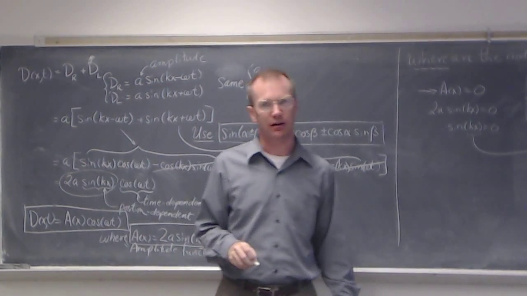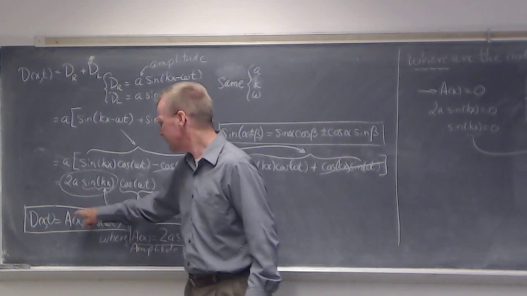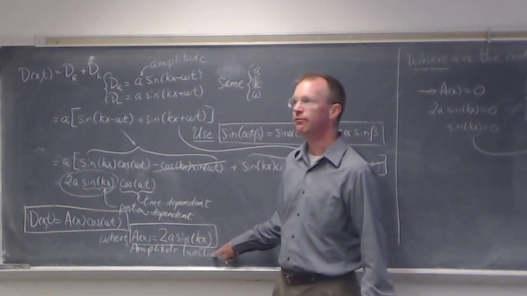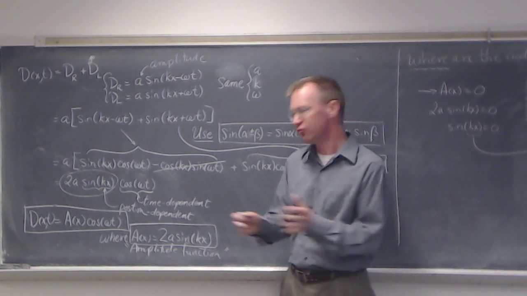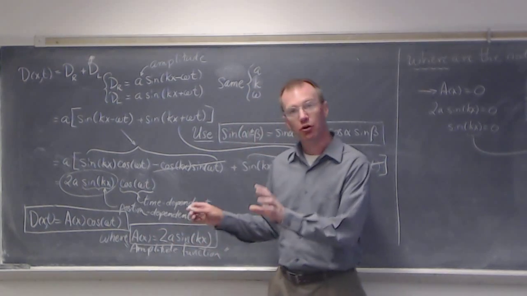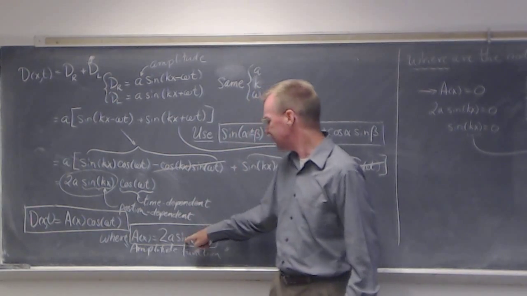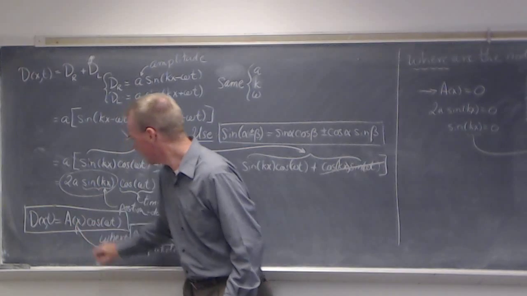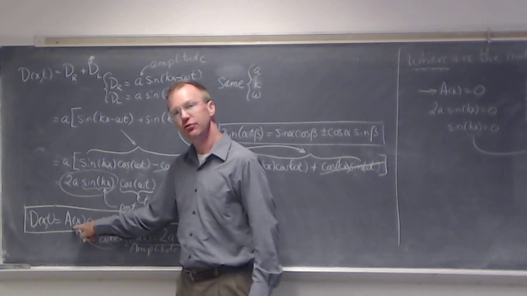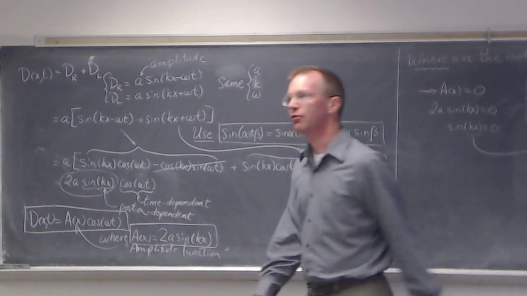So I can group 2a times the sine of kx as constant with respect to time. And I can write that as a function, capital A of x. That's going to be called the amplitude function. It's how the amplitude varies with position along the rope that's being pulled or whatever. So the amplitude function is no longer a constant amplitude all the way across the string, but now it varies with position. 2a sine of kx. And now my wave function for the standing wave is the amplitude function A of x times the cosine of omega t. Very simple.